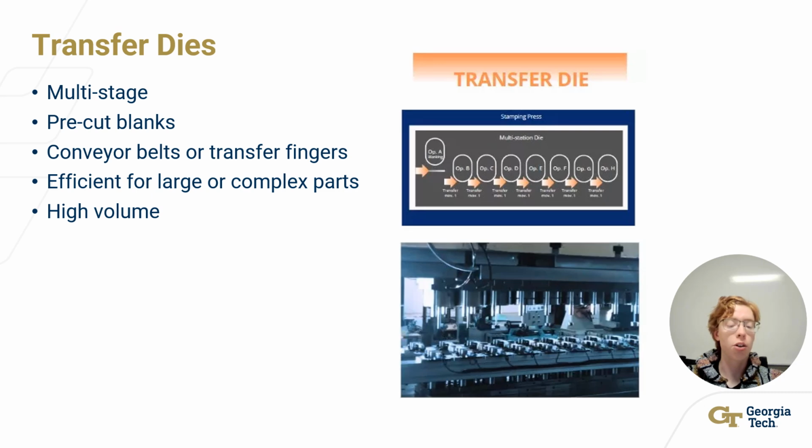Transfer dies are similar to progressive dies in that they are multi-stage. However, transfer dies rely on conveyor belts or transfer fingers to move pre-cut blanks through the stages. This allows transfer dies to produce parts that are too large or complex for progressive dies. Transfer dies can be complicated to design and expensive to produce due to the complex transfer mechanisms. This makes transfer dies best suited for high volume production.